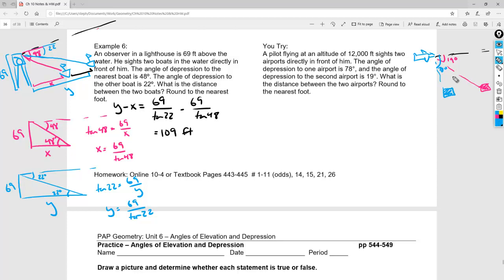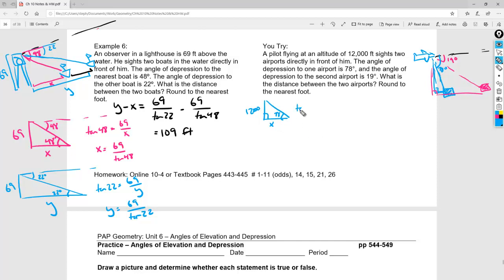So what I'm going to do again is set up two triangles. I have one triangle here, and I have another triangle in a very similar location here. And again, I'm looking for these horizontal distances to subtract them. So first triangle, I know that I'm 12,000 feet above the ground. I'm searching for this horizontal distance, and I know that my angle of depression is 78 degrees, meaning my angle of elevation from the airport will also be 78 degrees.